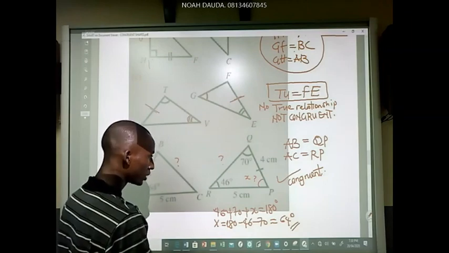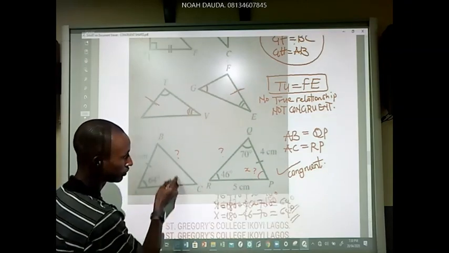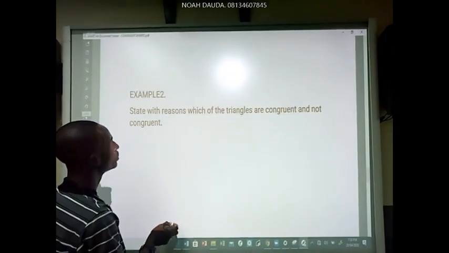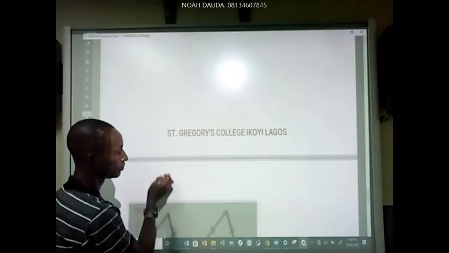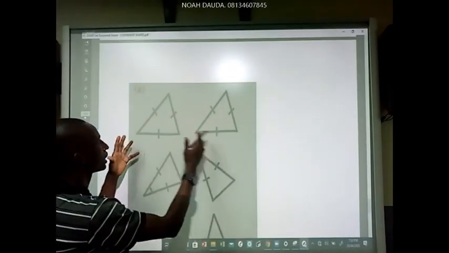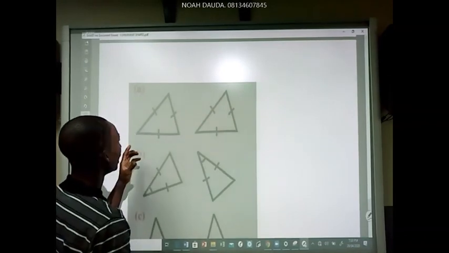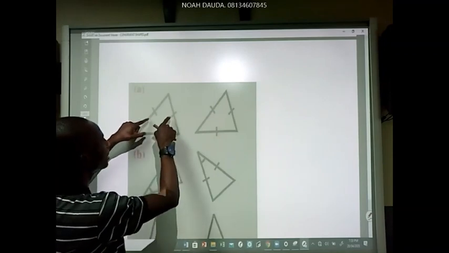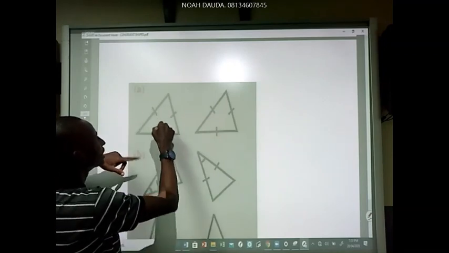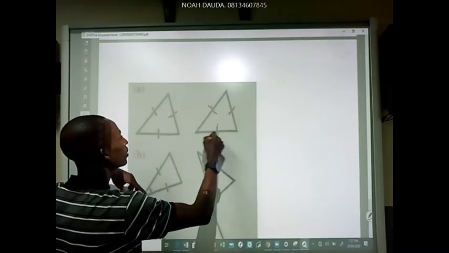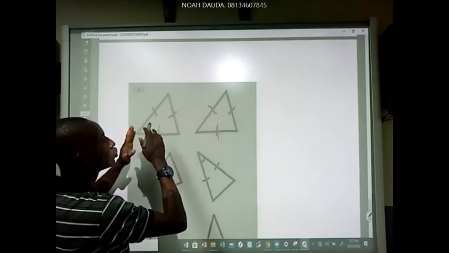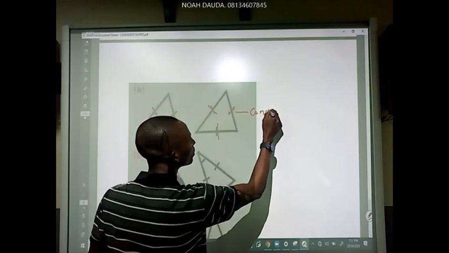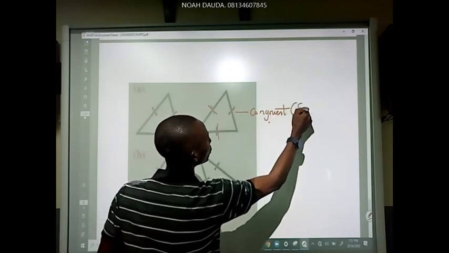Now we have been able to see that. For better understanding, let's take a look at this next example together. State with reason which of the following triangles are congruent and not congruent. Now let's take a look at the diagram. We take one after the other. So we have two triangles. Looking at the triangles, they have equal sides. This has a single line, this has a single line, this has a single line, this has a single line. So in a nutshell, it's related to an equilateral triangle. So in all sides, this is congruent, with the condition side, side, side.